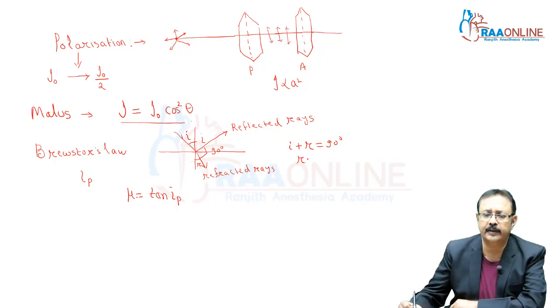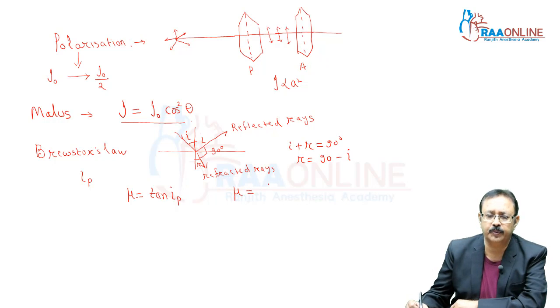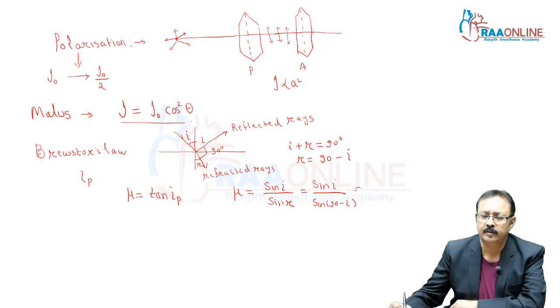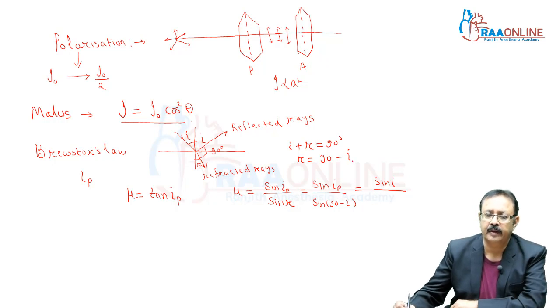So what are we getting? R is equal to 90 minus I. But according to Snell's law, mu is equal to sin I by sin R. But R is 90 minus I, and sin of 90 minus theta is cos theta, so we get sine upon cos. And at this time we are seeing the angle of incidence as the angle of polarization. At this time it is the angle of polarization. So we got sin I by sin of 90 minus I, which is sin I by cos I. So it becomes tan IP.